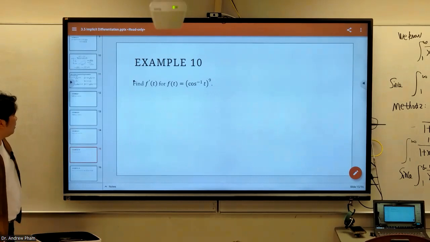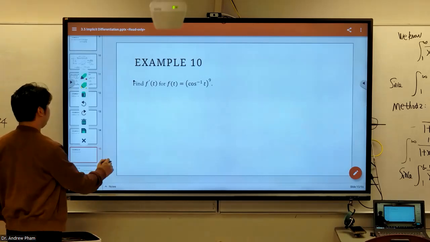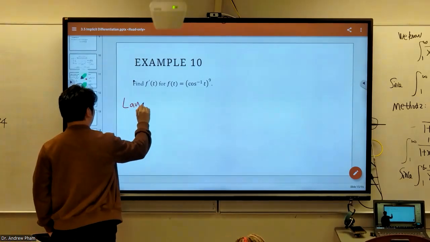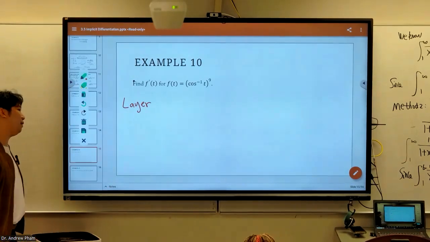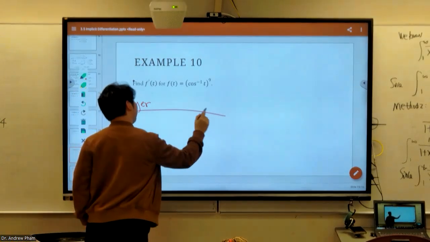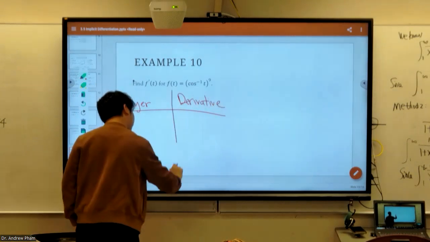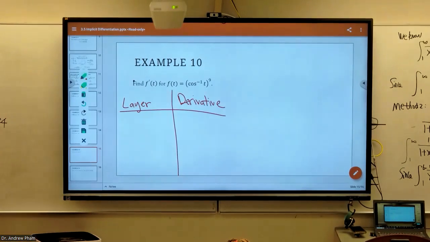Let's find f prime of t if I know that f of t is equal to cosine inverse of t, all of that to the 9th power. And I'm going to go ahead and be a little preemptive and write out my layers. So looking at this function, again, it's important that we can identify the outer layers all the way to the inner. What is my outermost first layer?